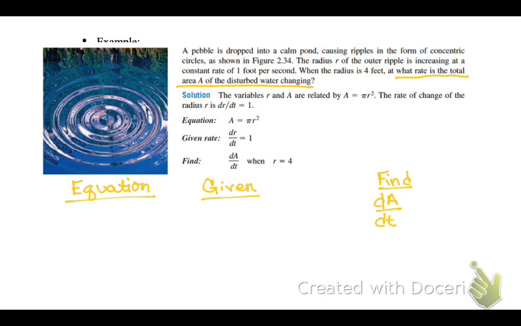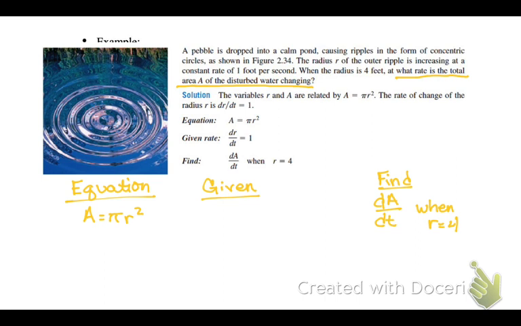Okay. Well, let's see. When r is what? Radius. But r is what? 4. Okay, so that's what we're supposed to be finding. So we need an equation and we need a given. Well, what equation am I going to use? A equals pi r squared. Not 4. We don't plug anything in before we start. That's after we're done.